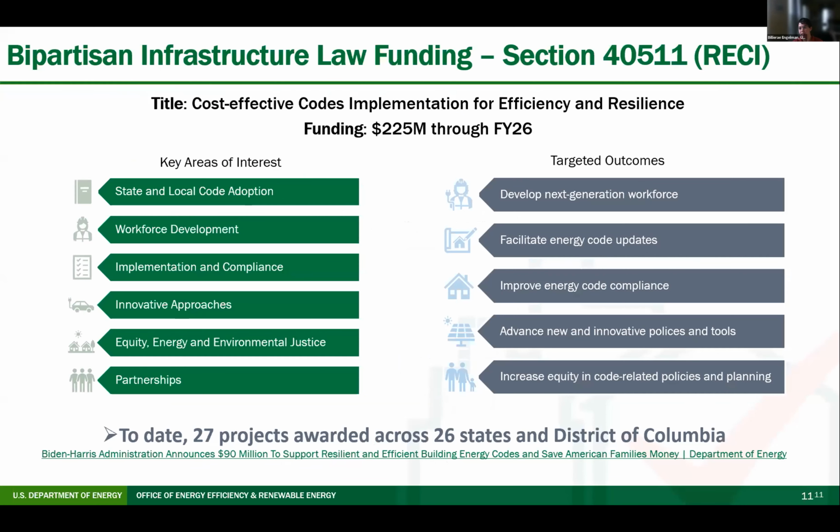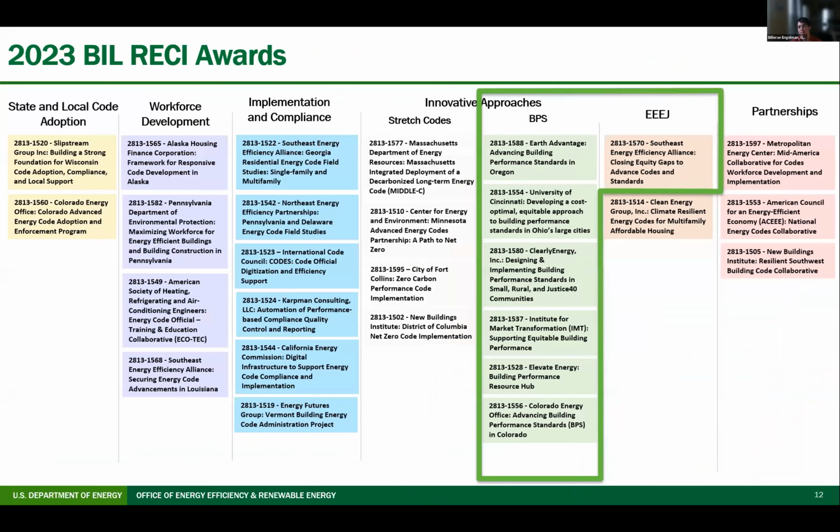I also did want to quickly highlight, we released the first set of awards under our bipartisan infrastructure law funding of the resilient and efficient, oh no, too many acronyms, sorry. Our resilient and efficient codes implementation funding opportunity. So 27 of those projects were awarded the past couple of months across 26 states and the District of Columbia. And within those, there were 7 projects that were either directly working on building performance standards or in an adjacent section. So we're very excited about these projects and their overall impact in this space.